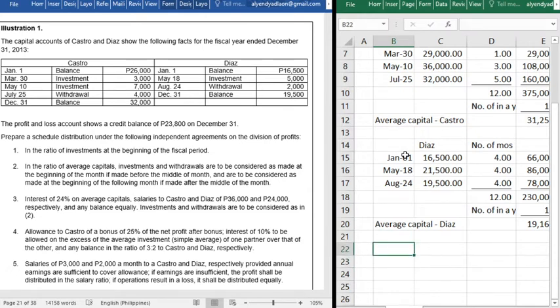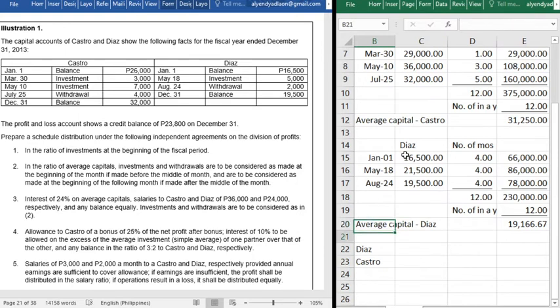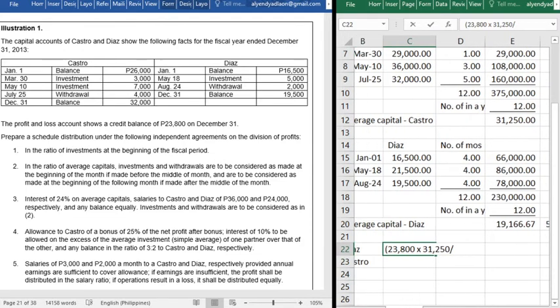Now let's proceed to the profit allocation, using the average capital. So we have Diaz and Castro. Just like what we did in the beginning, we just have to add the two. So we have 31,250 plus 19,166.67. So that is 50,416.67. So what we are going to do is to multiply the profit of 3,800 by Castro's 31,250 divided by the total of how much was that? That is 50,416.